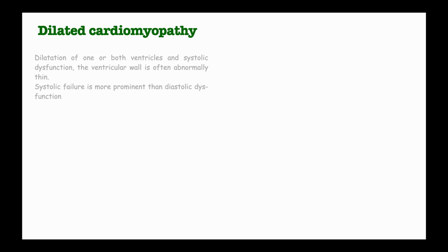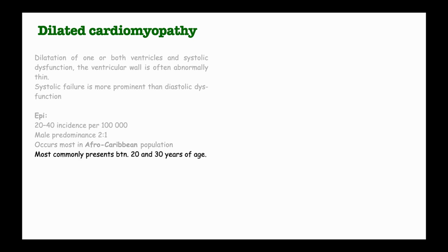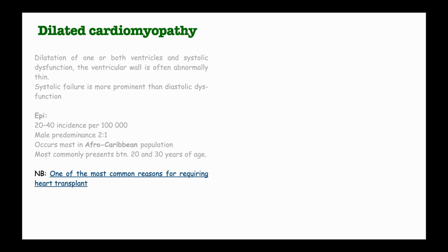But before that, we must know that this condition occurs in between 20 and 40 people per 100,000 live births, and males are mostly affected in a ratio of 2:1. We also find it most common among Afro-Caribbeans, and the age group mostly affected is between 20 and 30 years of age. Dilated cardiomyopathy is one of the most common reasons for requiring a heart transplant.